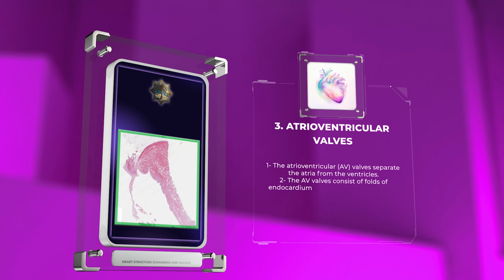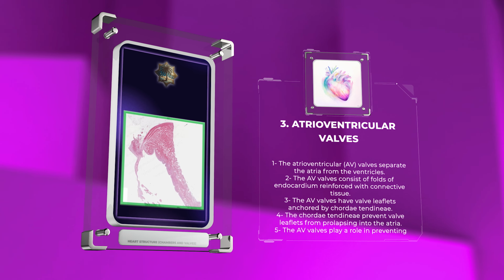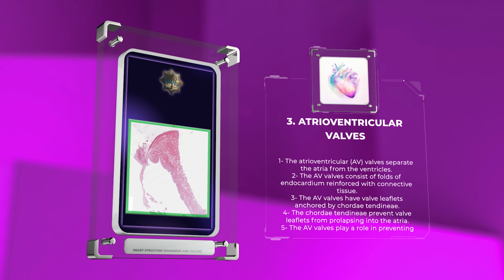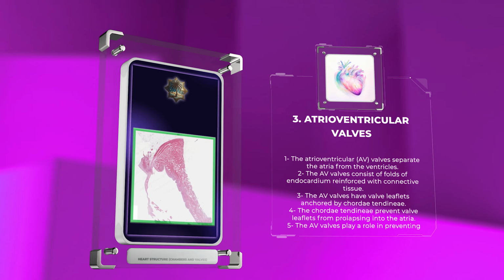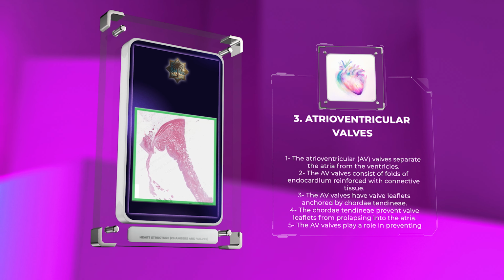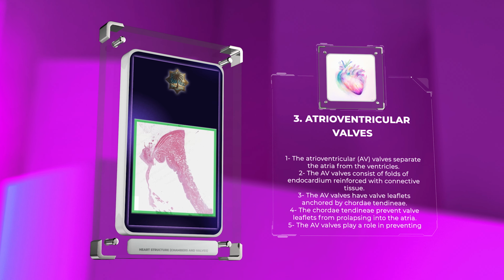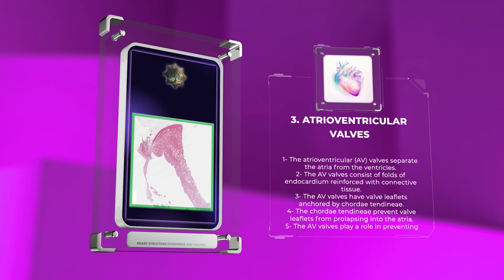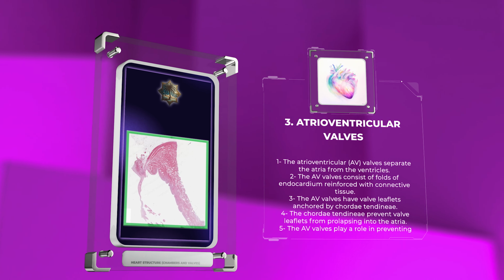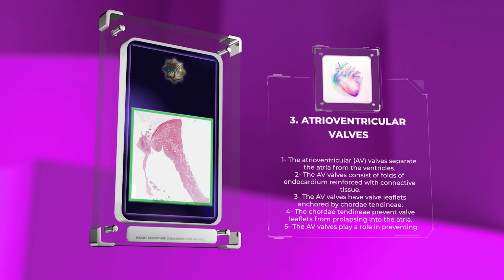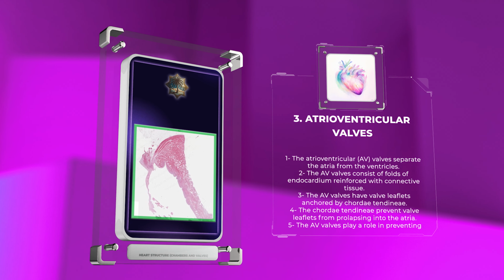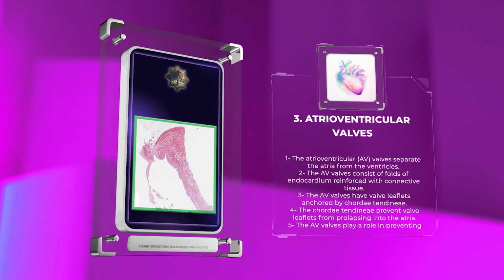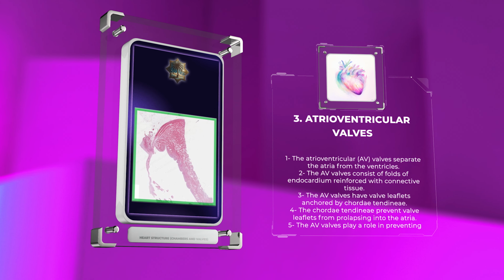Now let's focus on the atrioventricular, AV, valves. These valves, namely the tricuspid valve on the right side and the bicuspid, also known as the mitral valve, on the left side, separate the atria from the ventricles. Histologically, the AV valves consist of folds of endocardium reinforced with connective tissue. These folds, called valve leaflets, are anchored by fibrous structures known as chordae tendineae, which prevent the valve leaflets from prolapsing into the atria during ventricular contraction.